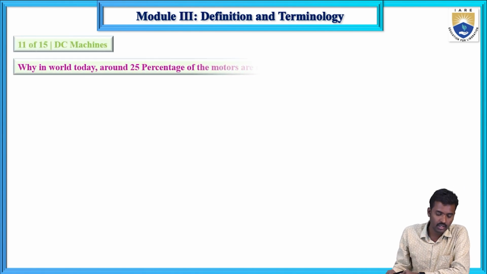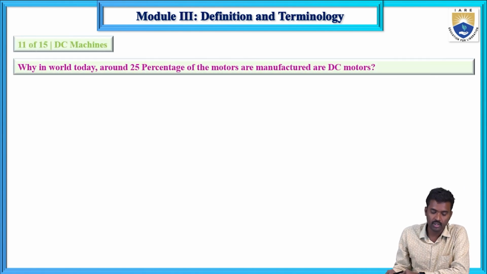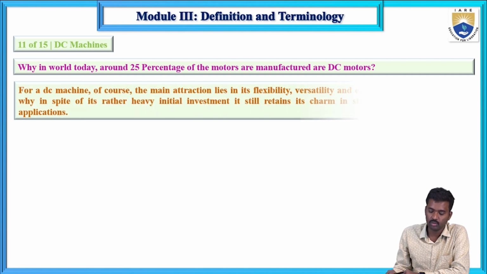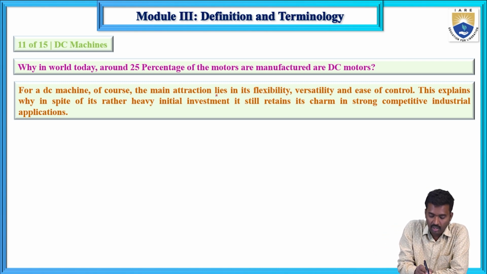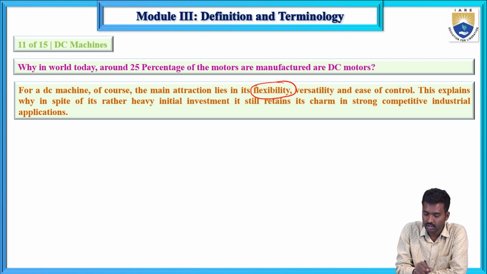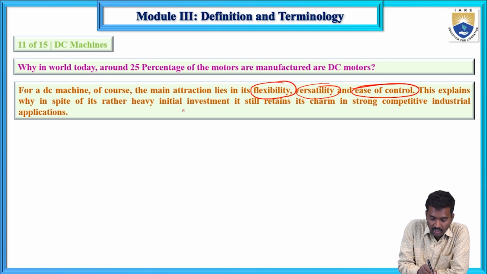Next, why in the world today are around 25% of motors manufactured DC motors? The main attraction lies in flexibility, versatility, and ease of control. This explains why, in spite of rather heavy initial investment, it still retains its charm in strongly competitive industrial applications.